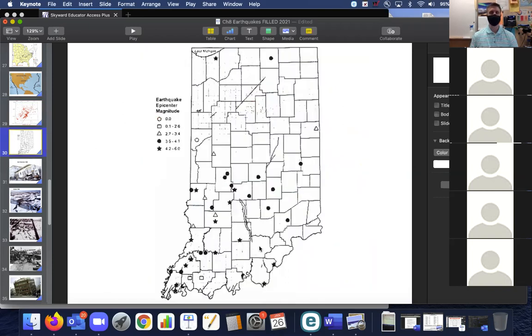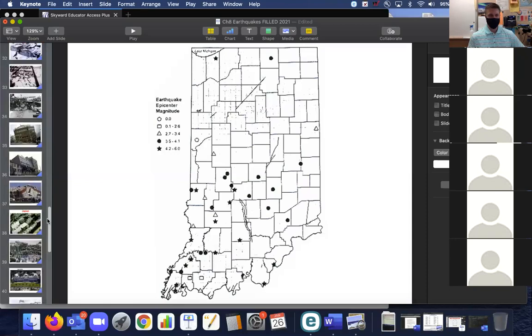And then this shows a few earthquakes that have actually started in Indiana. So the epicenter is actually in Indiana, which is not very common. We usually don't have earthquakes that start here, but it does happen from time to time.